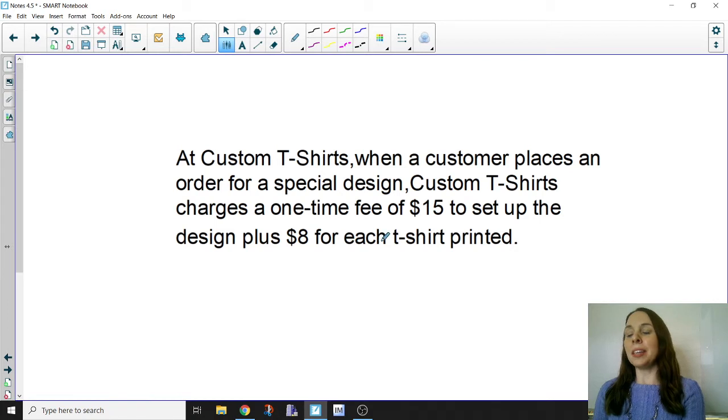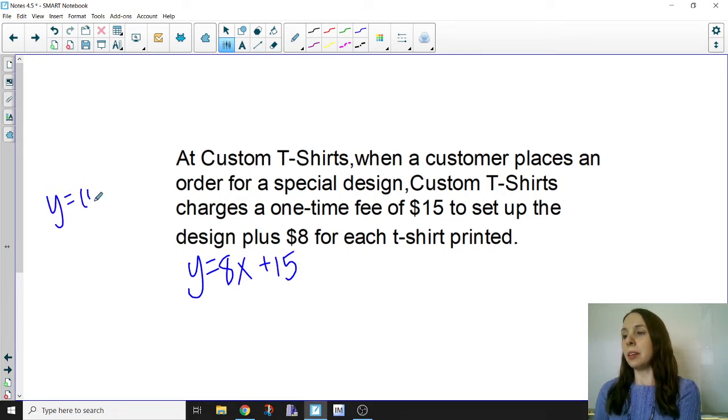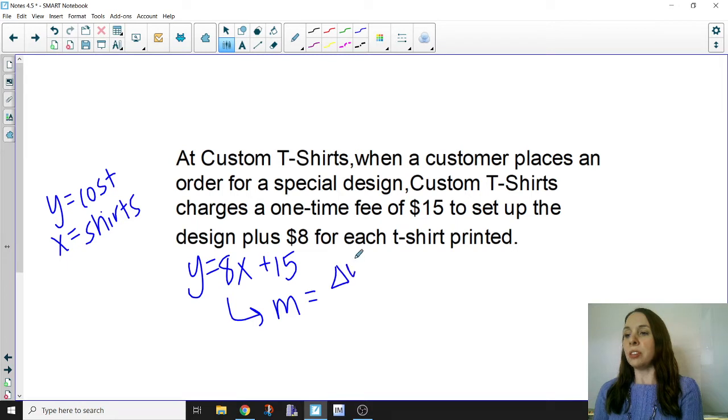That additional $8 for each t-shirt printed is a rate of change, right? It is the slope of this linear function that we're working with here. We could write this equation as y equals 8x plus 15, where y is the total cost and x is the number of shirts being bought. And we could say that the slope, or the change in y over the change in x, can be written like this: delta y over delta x is 8, or 8 over 1.